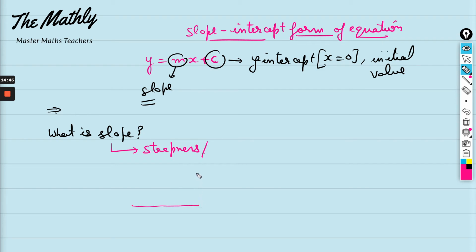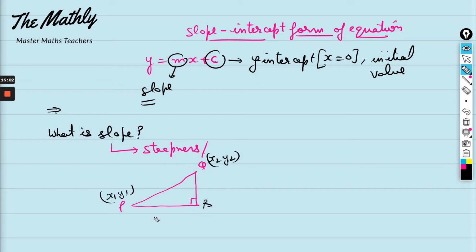If you remember, we discussed this question. Let's suppose we are given two points P and Q, and let's say this is 90 degrees. If you want to understand the slope, let's say this point is (x1, y1), you remember? Let's say this point is (x2, y2).